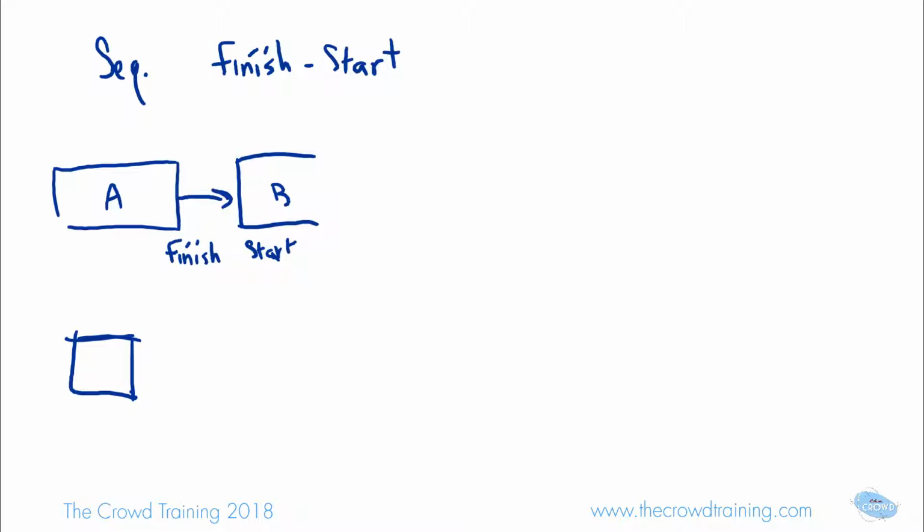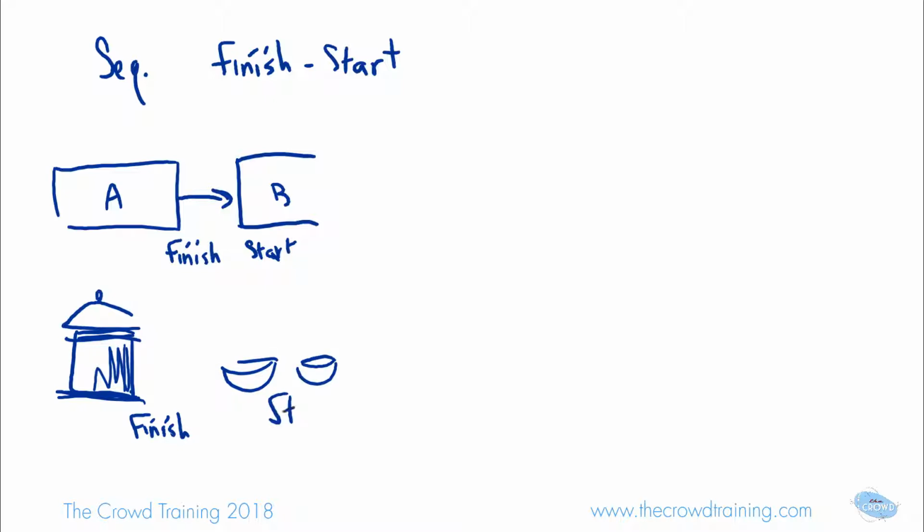making, say, pasta, for instance, and you've got the lid on and you're cooking the pasta, and then once that is finished cooking, then you start putting it in the bowls, right? See, in this relationship, we're saying that you finish one thing and then you start the next. So finish to start relationship is pretty basic, pretty simple.